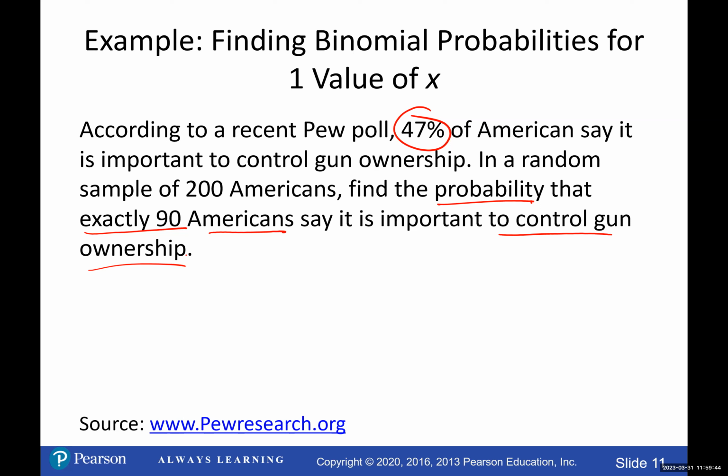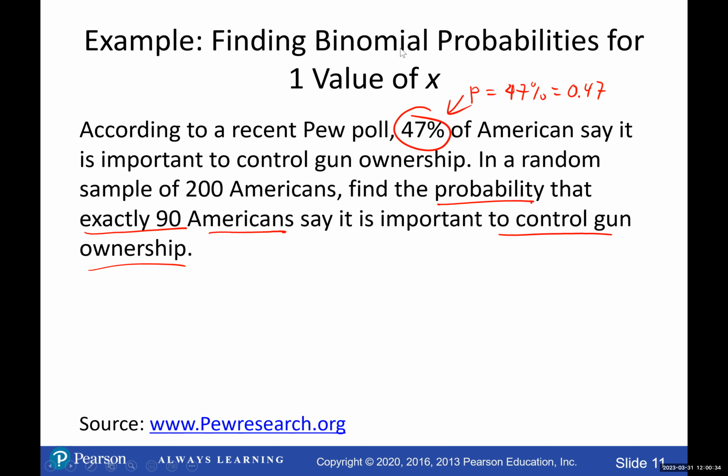What is the probability that people say yes, it is important to control gun ownership? Coming back to the given information, it says 47%. So that is the probability of success, which is 47%, equal to 0.47. Because we are interested in the people who say it is important to control gun ownership, the percentage there is going to be the probability of success.